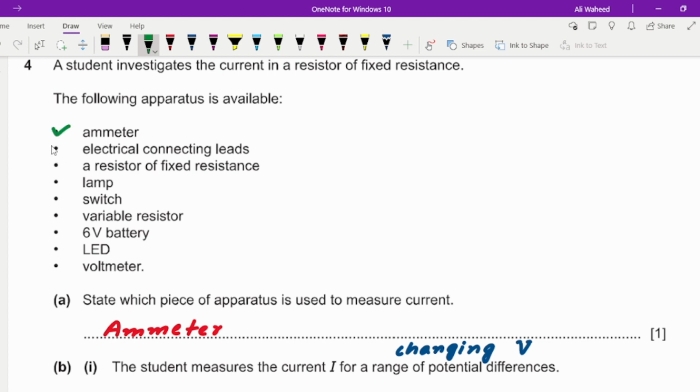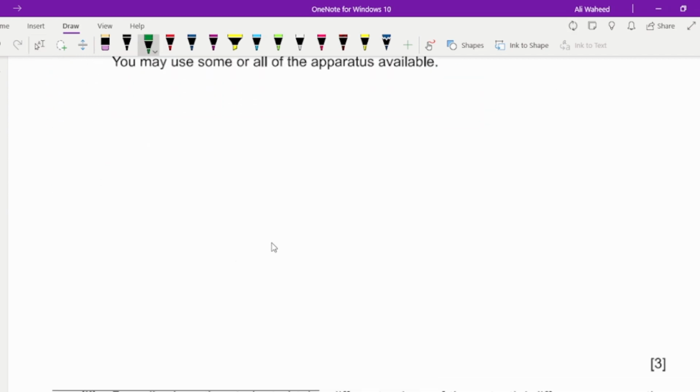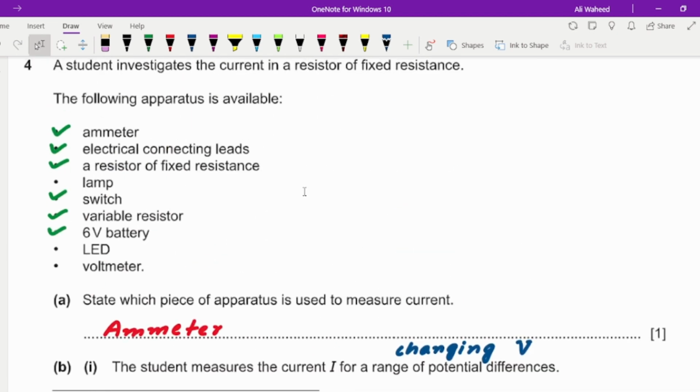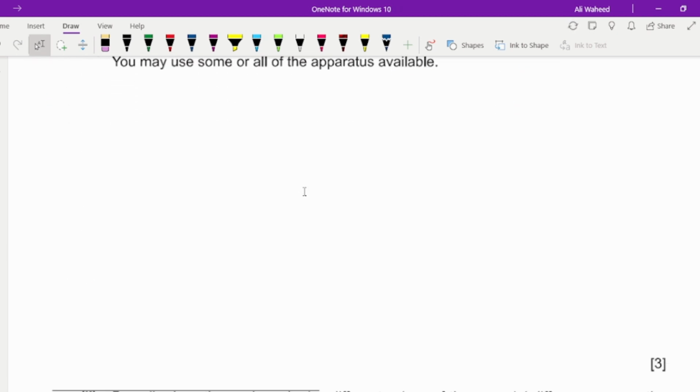Ammeter, the wires would be used obviously. Resistor of the fixed resistance. I can use the switch. 6-volt battery. Variable resistor to change the resistance. Alright, so starting off with the 6-volt battery.